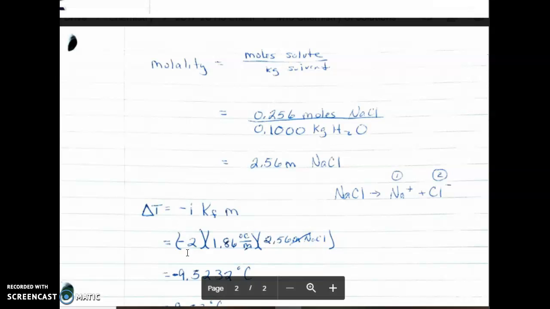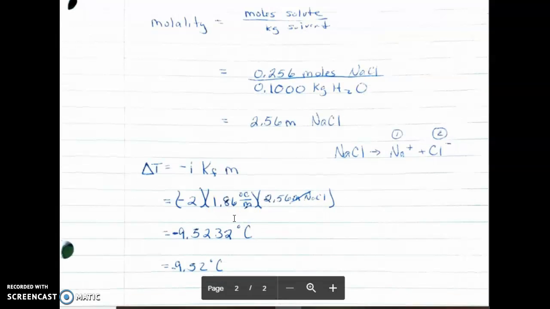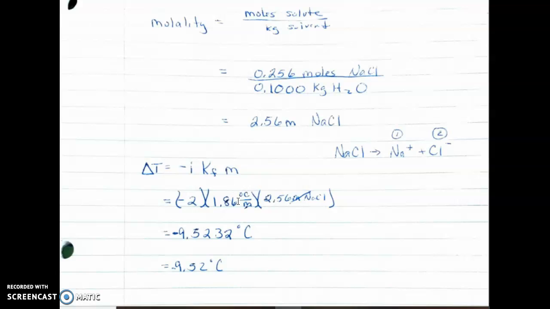And remember the negative, right? So I have 2 ions. My constant is 1.86 degrees Celsius per molality, and my molality is 2.56. Okay, molalities will cancel. There is no unit on the 2, and the answer will be in degrees Celsius, which if you're measuring temperature, that's what you want. And when I do this multiplication problem, I come up with an answer of negative 9.5232 degrees Celsius. But I have to look back at my equation.